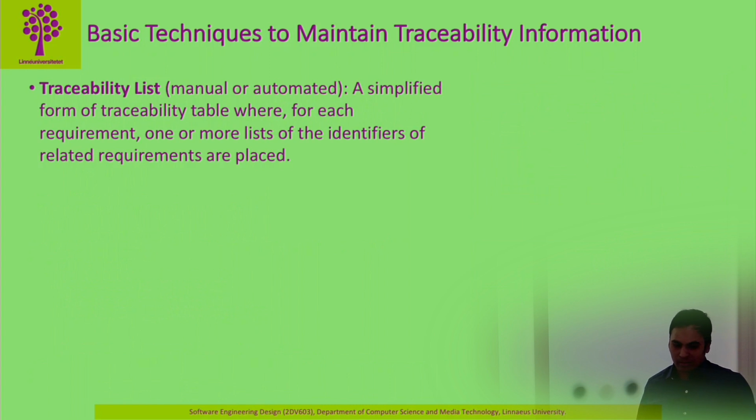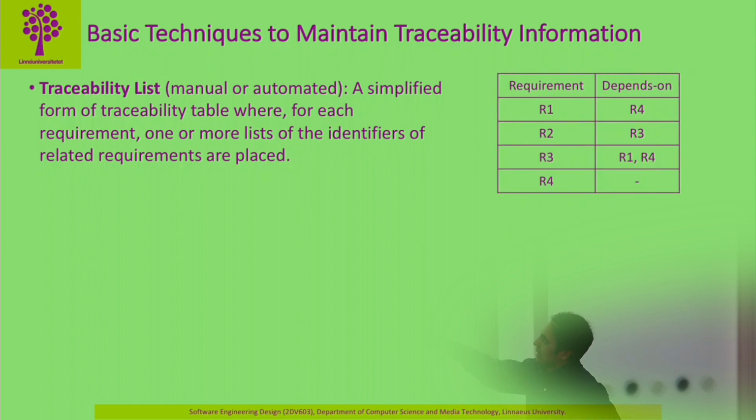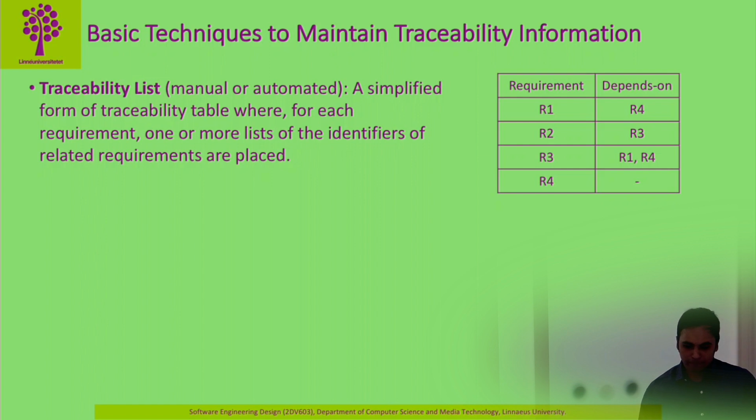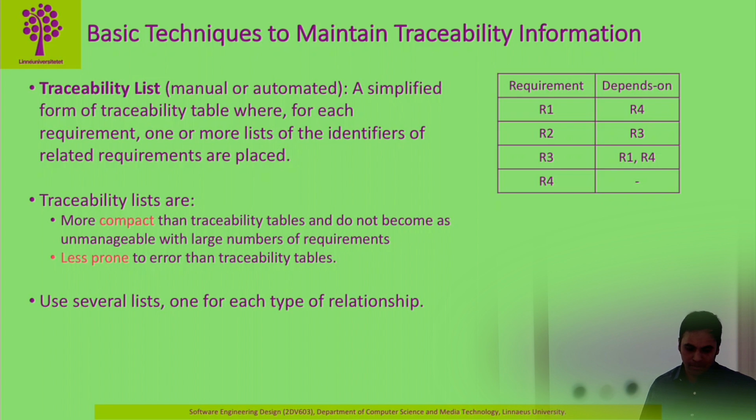To overcome this problem, there is another approach, that is the traceability list, where you basically maintain a list like this. Instead of having a matrix, now you have a simple list where, for each requirement, it doesn't matter how many requirements you have, you simply mention which requirements they depend on. This is more compact, it's easier to represent, and also it's less error prone than a matrix, because you simply list the requirements that depend on certain requirements.